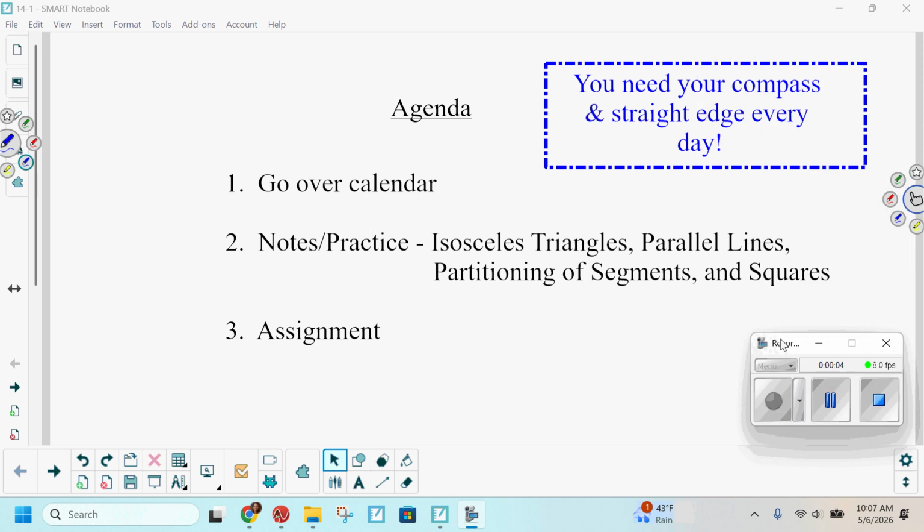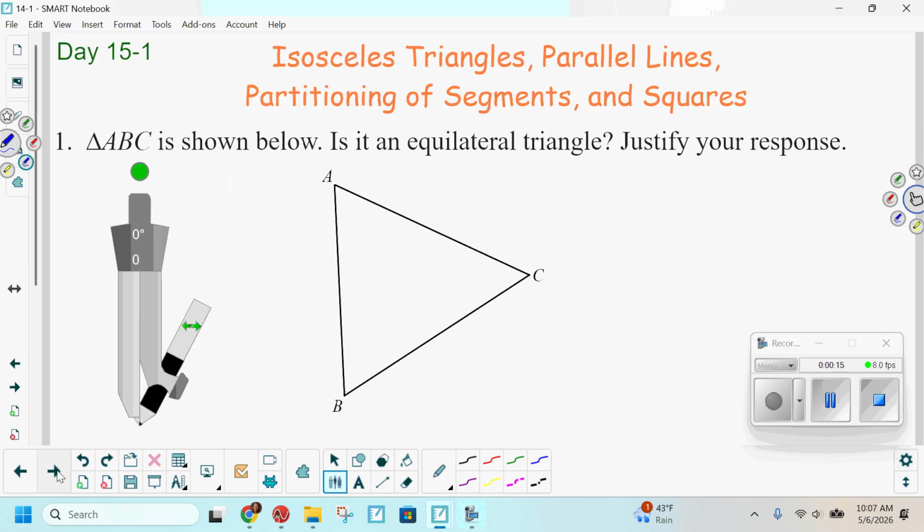Hello everyone, we're going to start our little mini unit here on constructions. So you will need a compass and straight edge every single day. There won't be a test. This will just help us review for the regions and the parts with constructions, and it's also a great review of vocabulary. So let's jump into this.